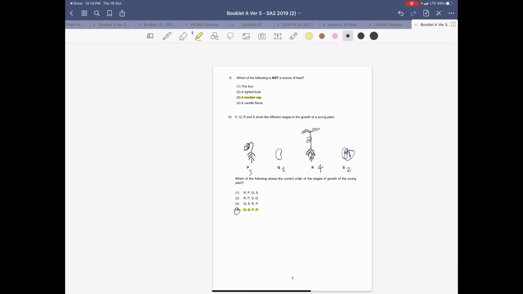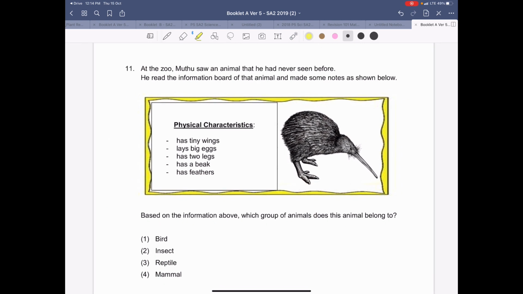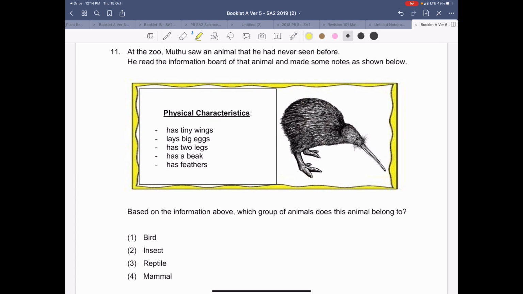Okay? Next. At the zoo, Mutu saw an animal that he had never seen before. He read the information board of that animal and made some notes. Based on the information above, which group of animals does this animal belong to? So the fact that it has a beak, has feathers, lays eggs, and wings, you know that it is actually a bird. These are characteristics of a bird. So answer 1, straightforward.